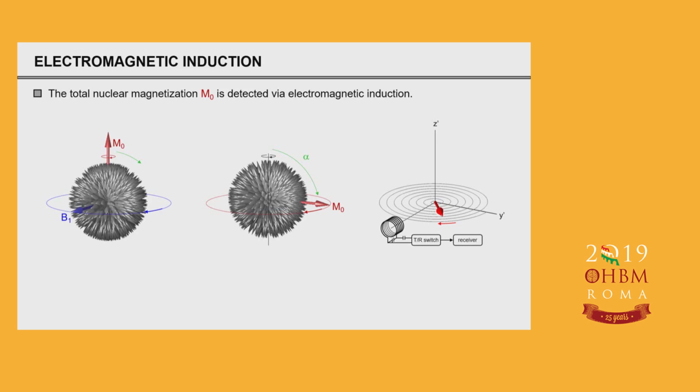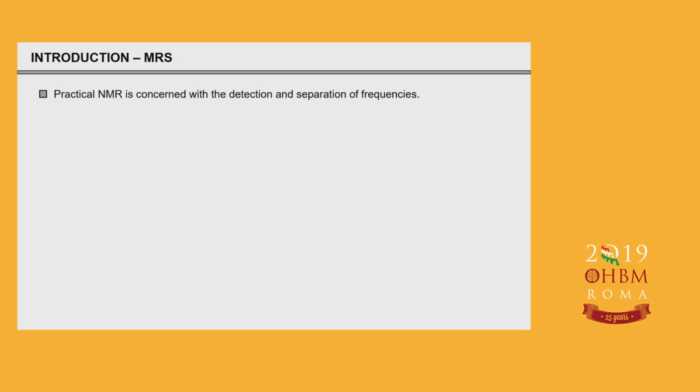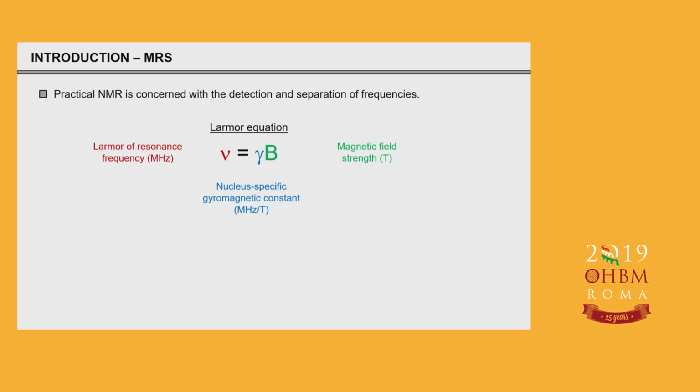So that's the very basics of NMR, but on a practical everyday level, NMR is really concerned with the detection and separation of those Larmor frequencies. And that is of course because of the Larmor equation, where you have your Larmor resonance frequency in megahertz, which is directly proportional to the main magnetic field B, which is the magnetic field strength in Tesla. And if B is, let's say, 3 Tesla, then the Larmor frequency for protons will be 128 megahertz. And that is because of that constant, gamma, which is the gyromagnetic ratio. And that basically scales the frequency linearly with the main magnetic field B.